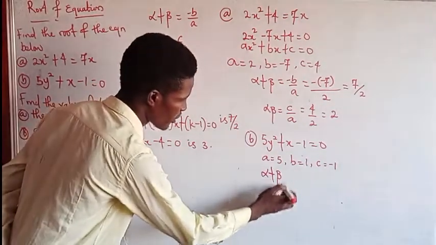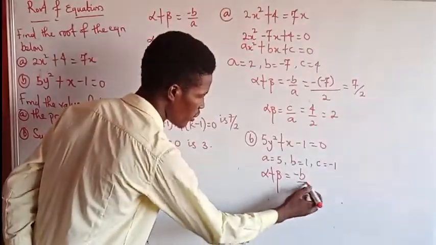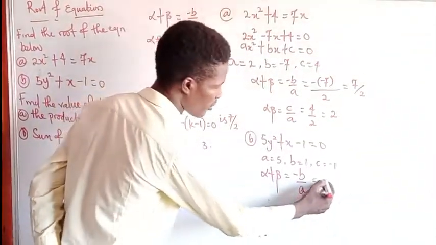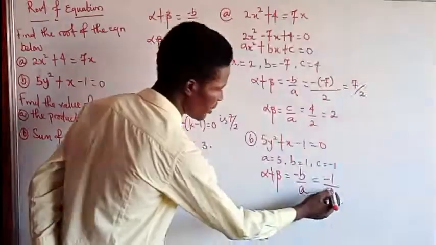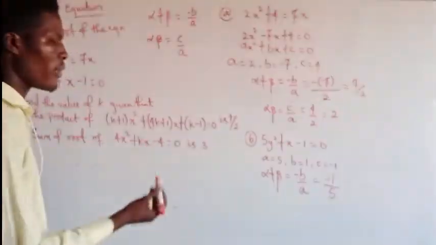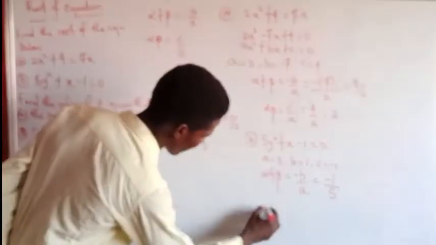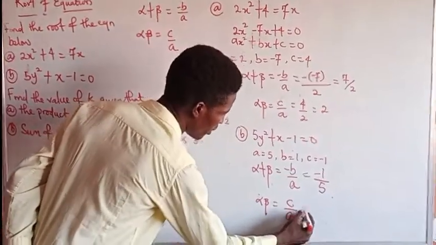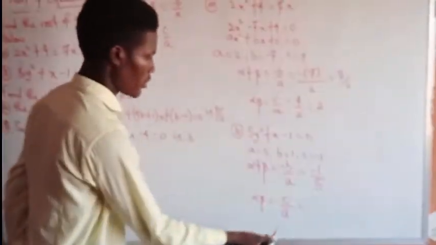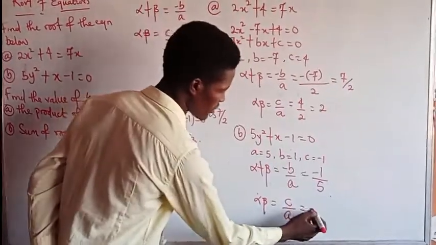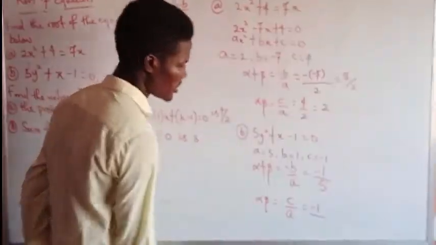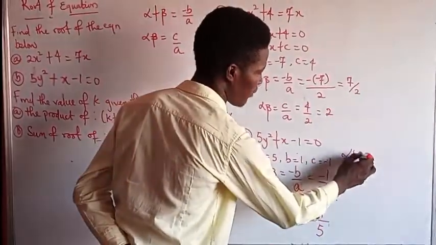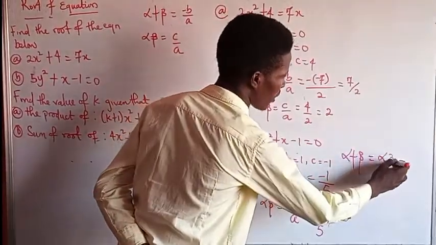Alright, so for me to do it, my alpha plus beta will now be what? Minus b over a, which will now give me what? What's my b? 1. So that will be minus 1 over what's my a? 5. So my alpha plus beta is minus 1 over 5. Then my alpha beta, which is c over a. My c is what? Minus 1. And my a is 5. So that is minus 1 over 5. So in this equation, my alpha plus beta is the same thing as my alpha beta.